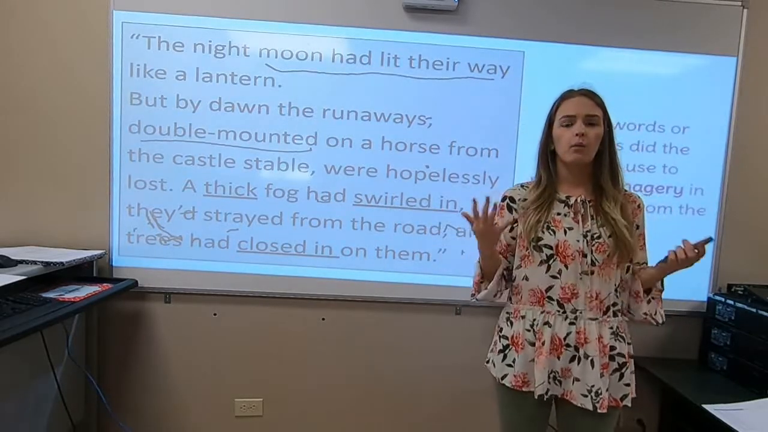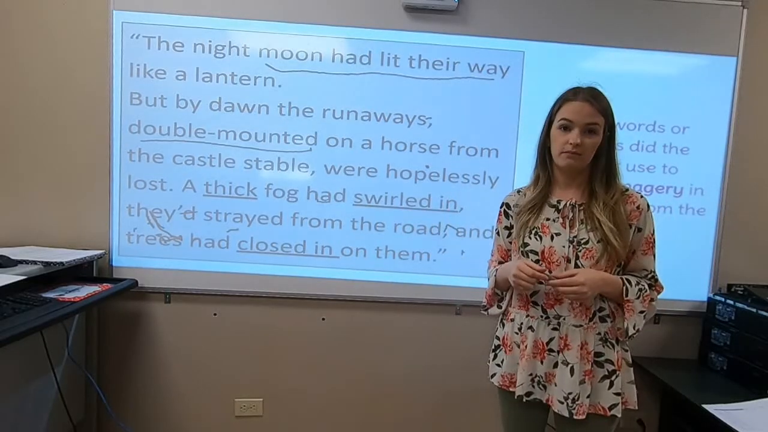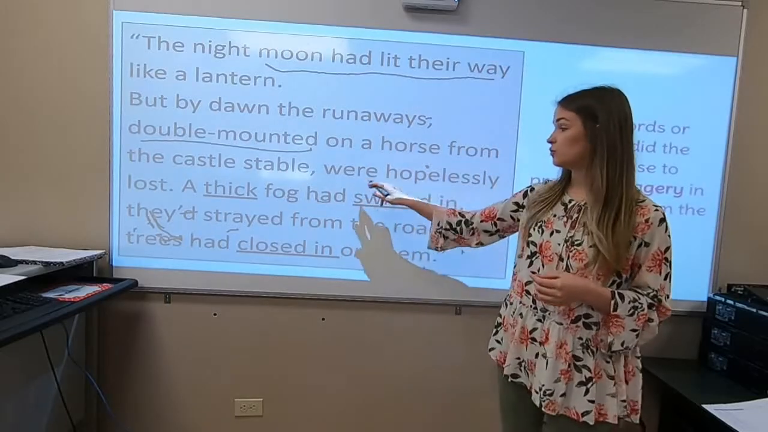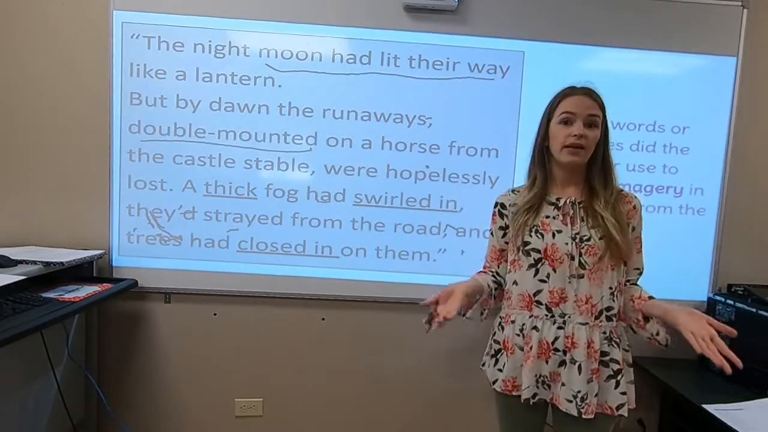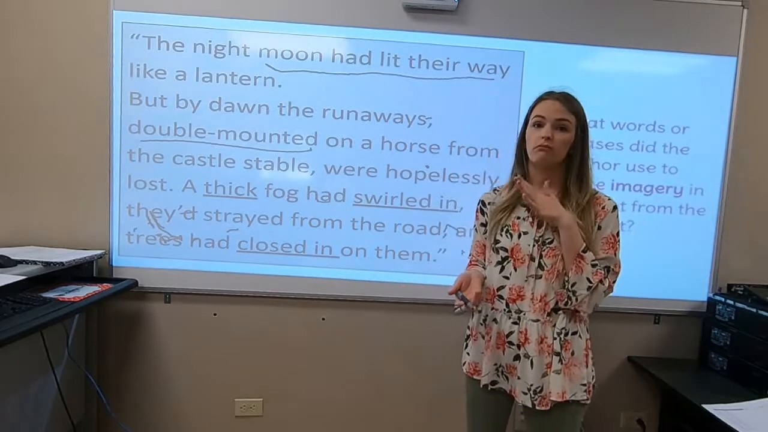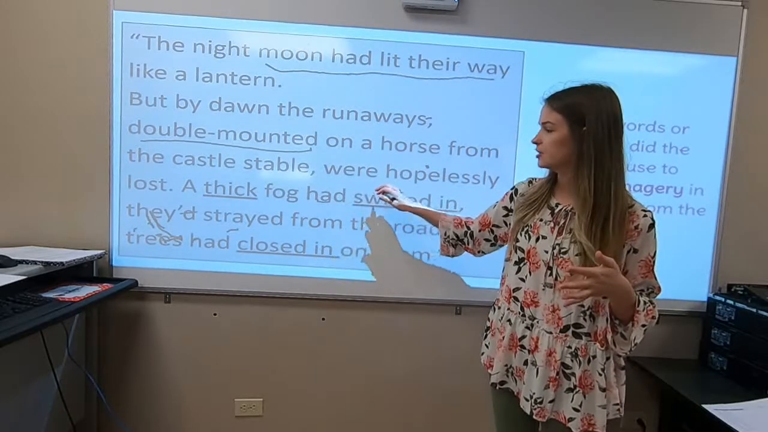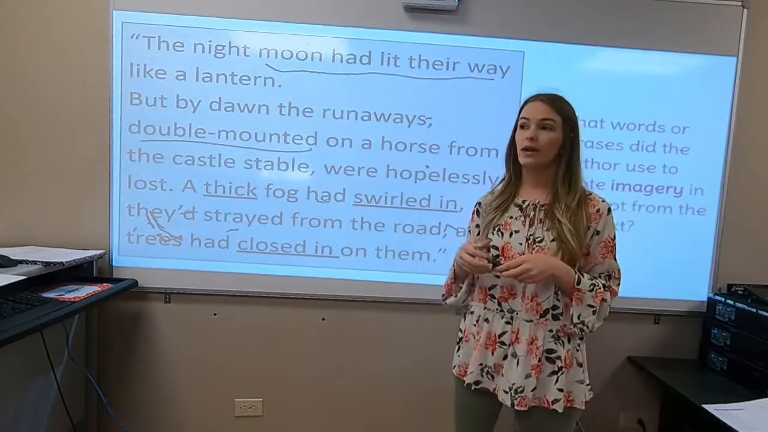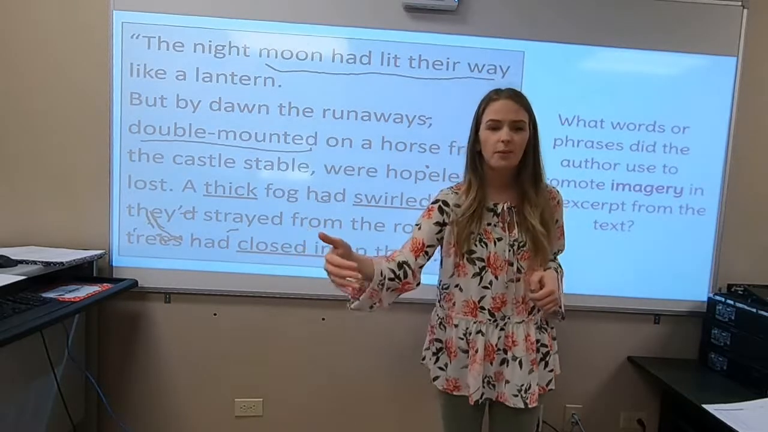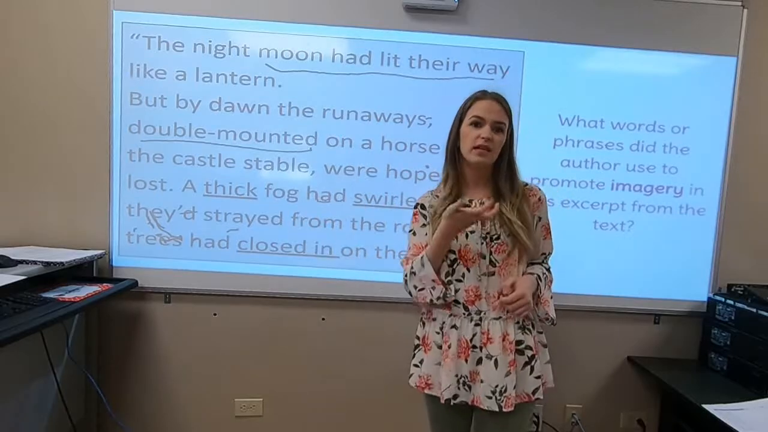Then, what words do you see to describe how the fog came in? The author used the words swirled in. Now, he could have said the fog came in, or there was fog. But instead, he said the thick fog had swirled in. When I see those words swirled in, I can imagine the fog coming in, almost wrapping around Jimmy and Prince Brat, kind of like it's closing in on them.